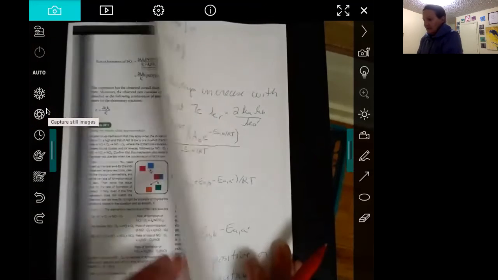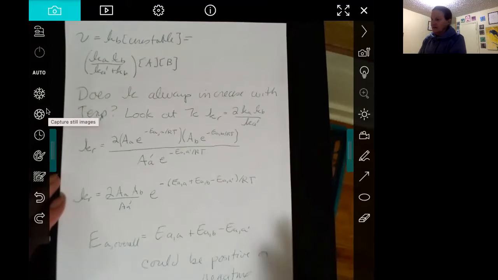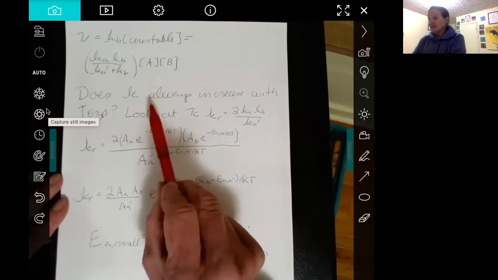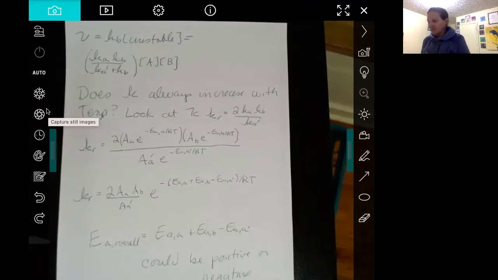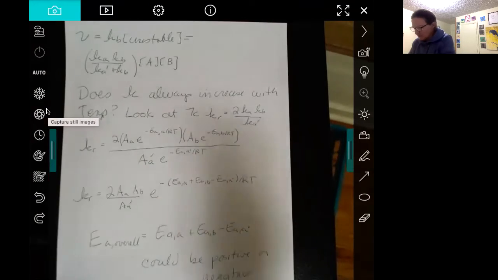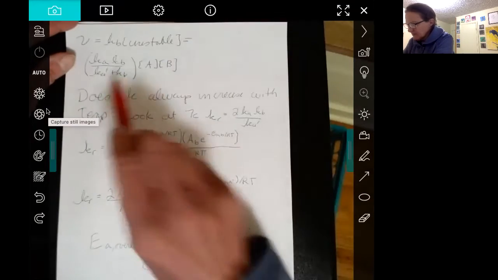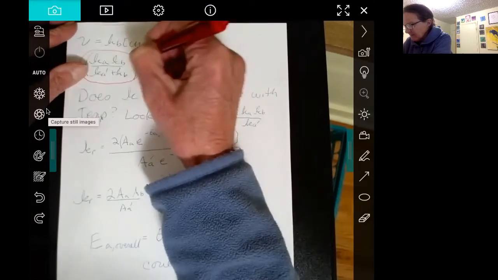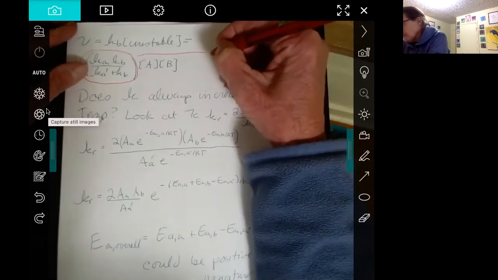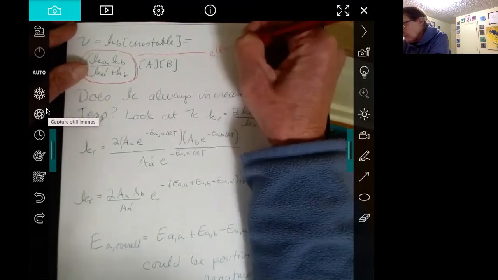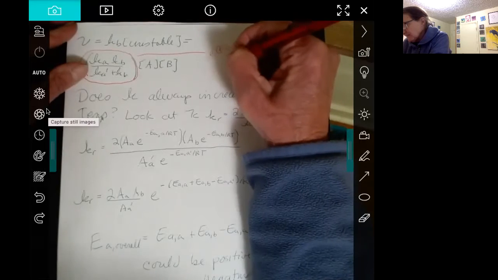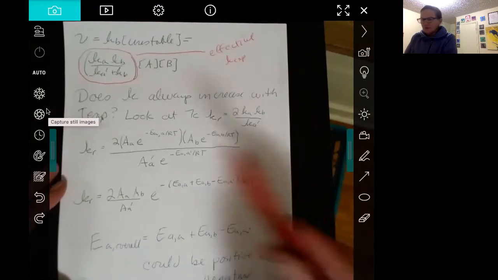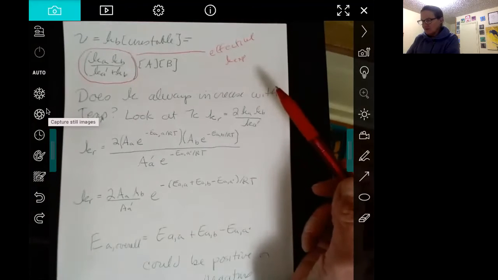Other thing we want to look at is this idea that Arrhenius equation tells us that the rate constant always increases with temperature, and that's not really true. And so if you look at this particular situation, this set of rate constants is your effective rate constant. So that's what you'd measure experimentally, but it's not a single rate constant. It's a ratio of rate constants.